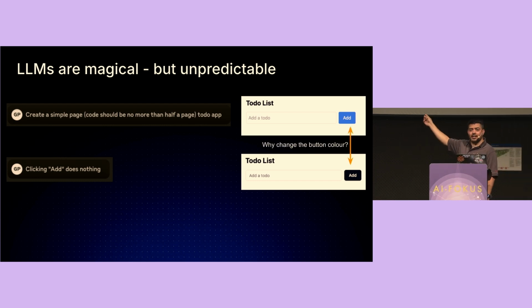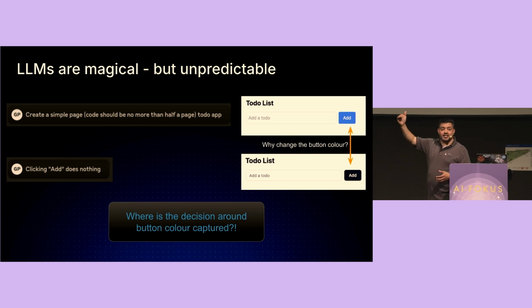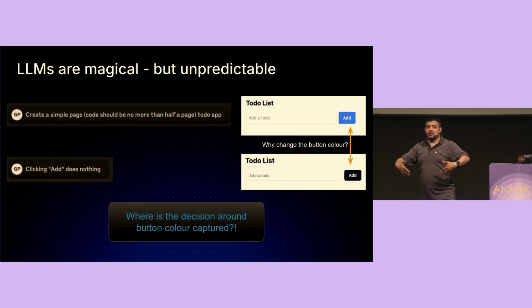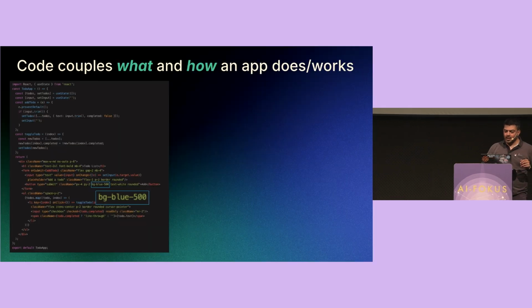But have you noticed, why did the button change color? Where is the decision around these types of things, and do I care about it? Even if I don't care about it, and I'm using spec-driven development, I don't want these things to change. I want consistency between my versions, so when I make updates, users aren't looking at it thinking, oh no, everything's in different places or has changed colors. So where is the decision around that button being captured?